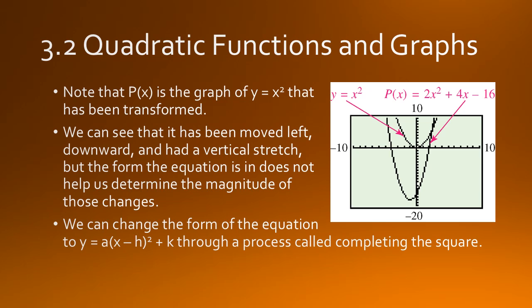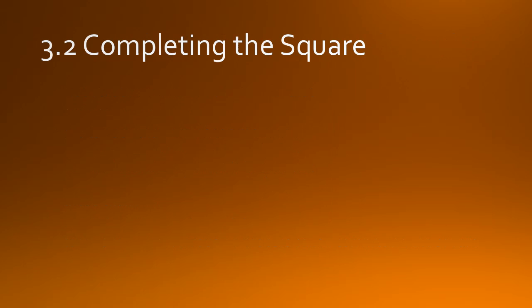But what we can do is take the equation 2x squared plus 4x minus 16 and put it in the form of y equals a times x minus h squared plus k, and we're going to use a process to do that called completing the square. Now again, this is a process that we have discussed in previous years, and we are coming back to discussing it now.